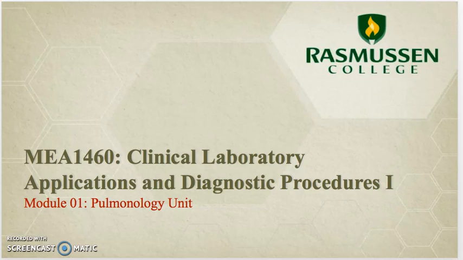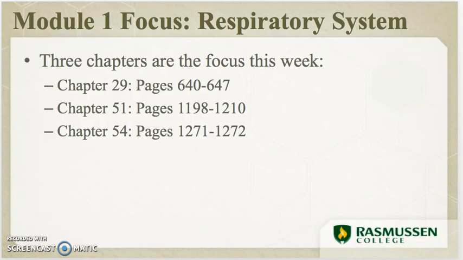So, without further ado, I'd like to start by going over what this unit is about, which is pulmonology. We have 3 chapters that we are focused on this week. We're looking at chapter 29, which is pages 640 to 647, chapter 51, which is pages 1198 to 1210, and chapter 54, which is pages 1271 and 1272. So let's go ahead and start breaking each of those down a little bit further.